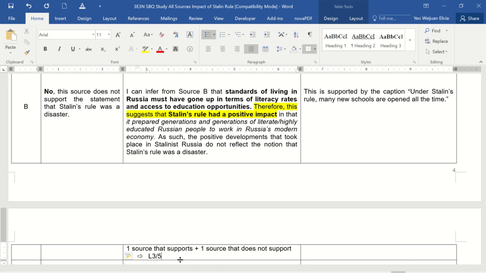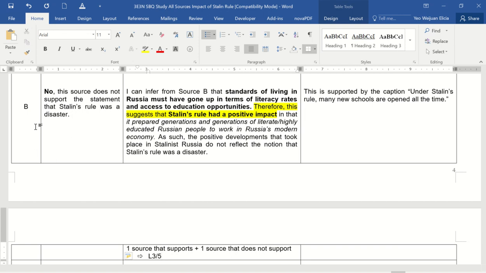Now, if there are no questions, you have 3 more sources, C, D, and E. You can work in pairs if you want to. I want you to do the same as what we have done. Look at the source and tell me whether the source supports or does not support the statement that Stalin's rule was a disaster, explain why, and give evidence from the source. Then when we come back again on Wednesday, I will give you the structure and then we can fill it in together.